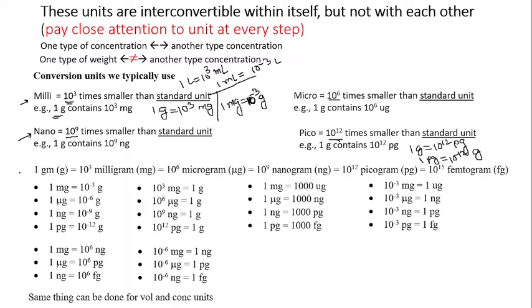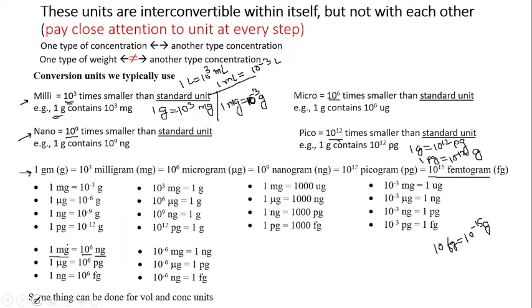So I have done it from 1 gram all the way to femtogram, which is 10 to the power 15 femtogram, or you could say that 1 femtogram is 10 to the power minus 15 gram. Occasionally you may also have to use an intermediate conversion, for example milligram to nanogram, like 1 milligram is 10 to the power 6 nanograms and so on. So these things you will learn.